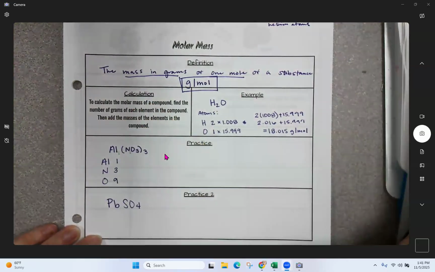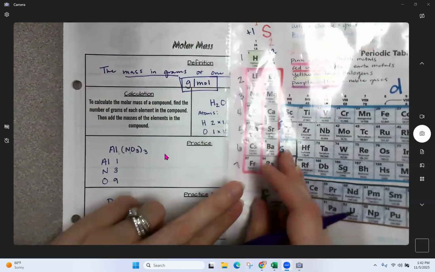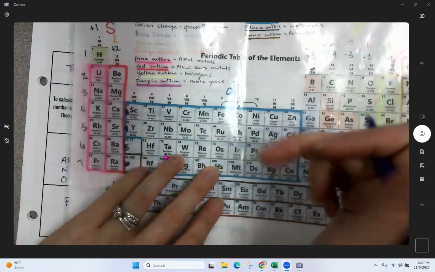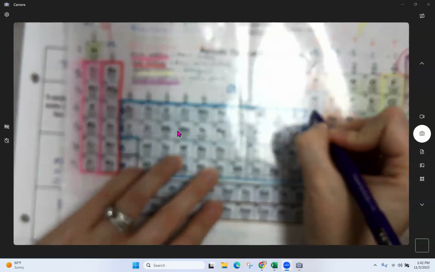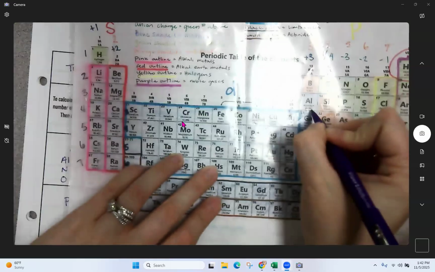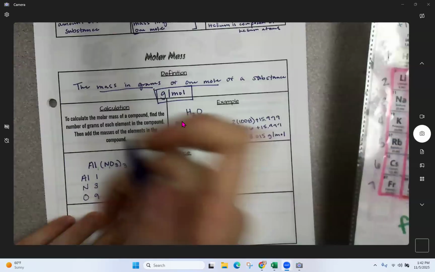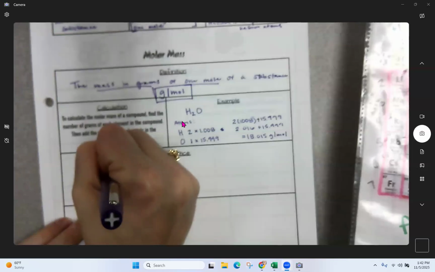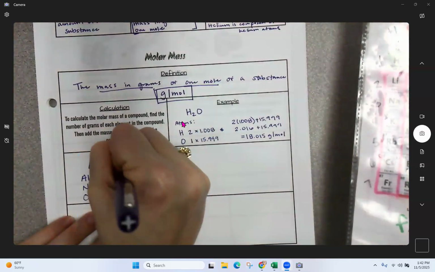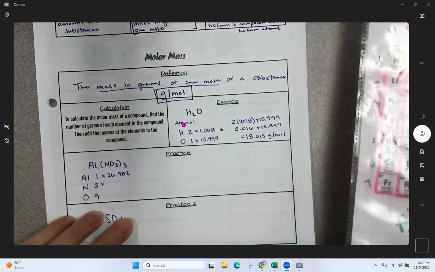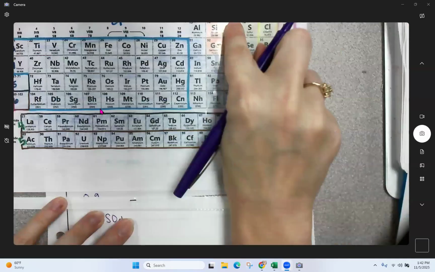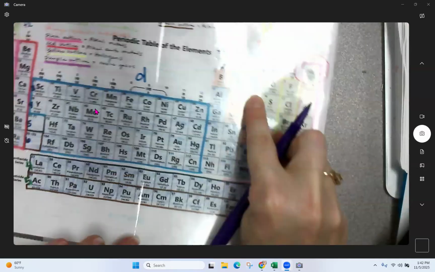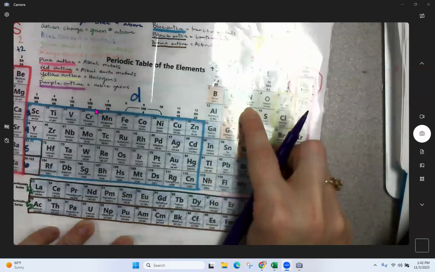Then we have to come to our periodic table. We have to find our masses. So aluminum is 26.982. So that's going to be times 26.982. Nitrogen is 14.007.